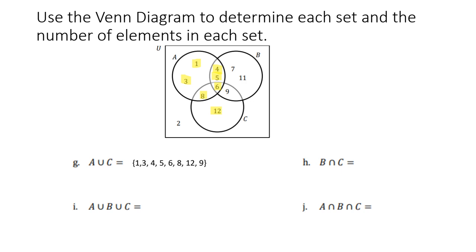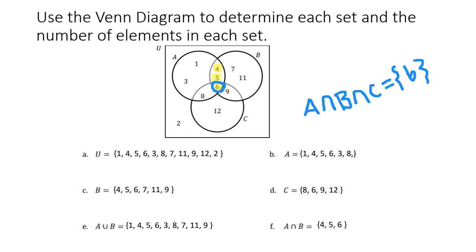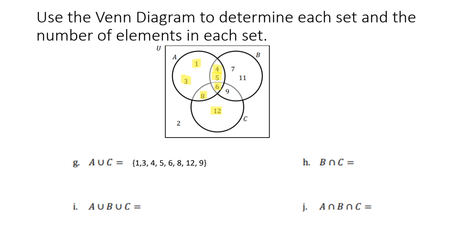So here, it's still a continuation of this, but we're doing some that are a little bit different. So A union C is everything in A with everything in C. So that's going to be 1, 3, 4, 5, 6, 8, 12, and 9. Okay, let's go to the next one. B intersected with C is what is common to B and C. That's going to be 6 and 9.